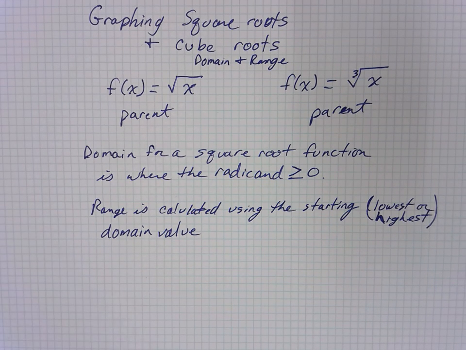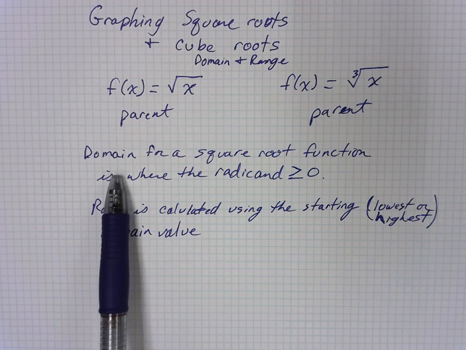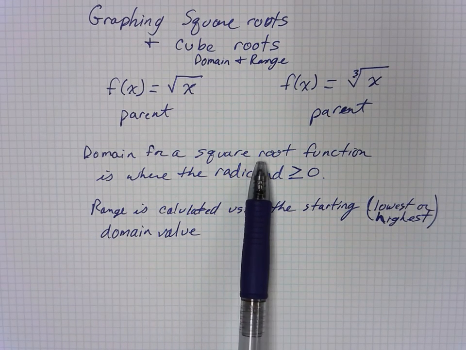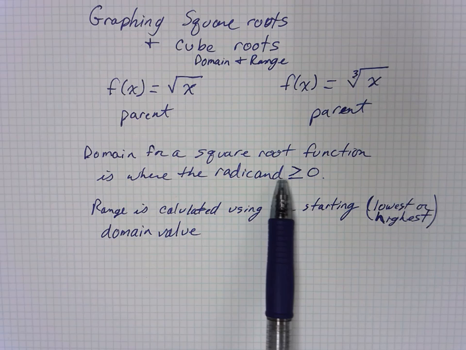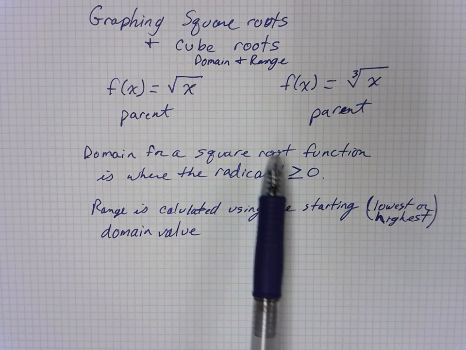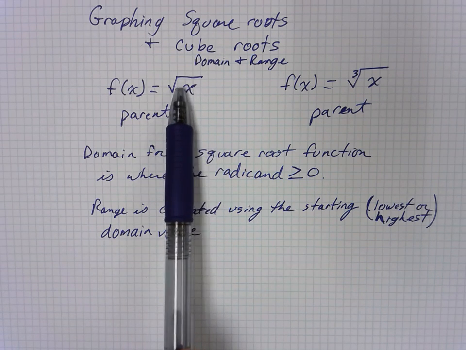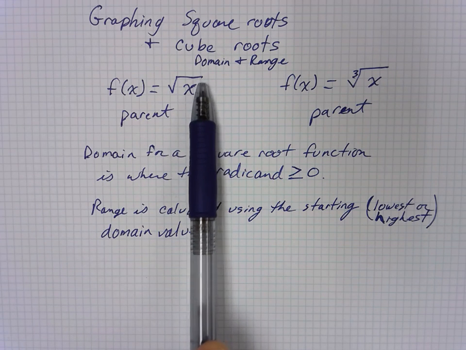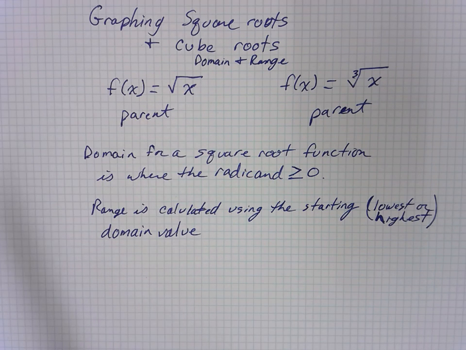So once you know what the parent function looks like or should look like, you should be able to sketch all modifications to it. Now we do have a domain, or how to calculate a domain for a square root, and that domain is anywhere where the radicand is greater than or equal to 0. Now the radicand is everything that's written underneath the radical itself. So wherever this bar ends, everything underneath that is the radicand.